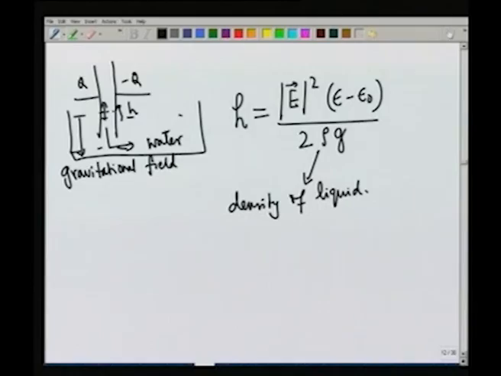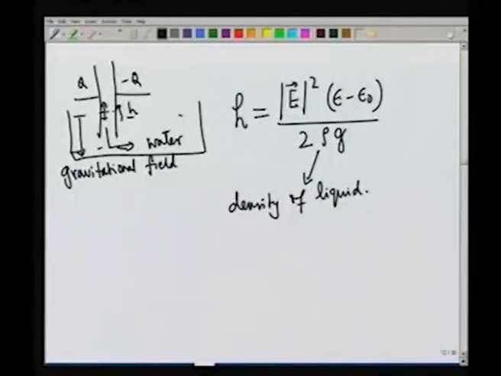So you could do your experiment with kerosene, you could do your experiment with petrol, you could do your experiment with water. They all come with different densities and different permittivities, and you could verify this particular expression. As I told you, this follows by assuming that h is small. There is yet another statement that you should remember at this particular point.